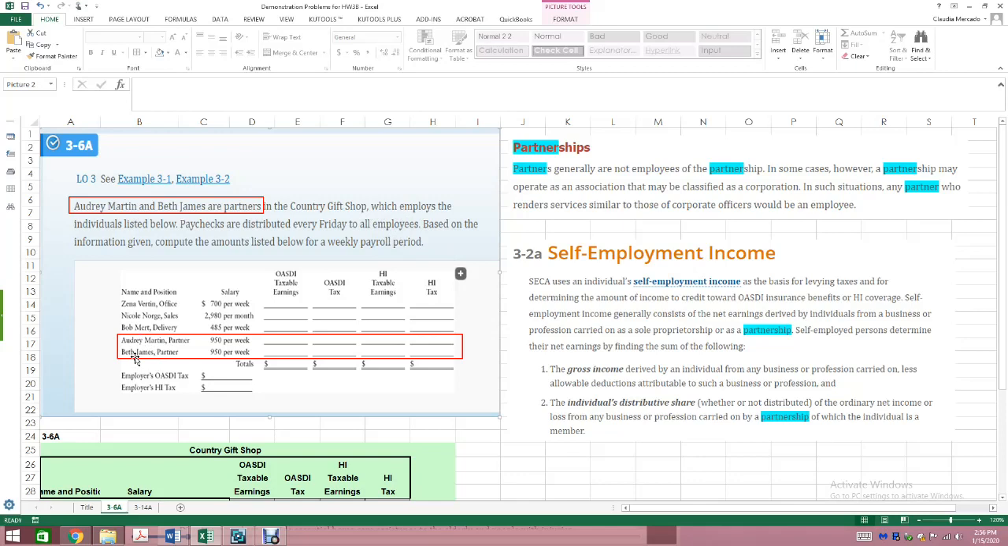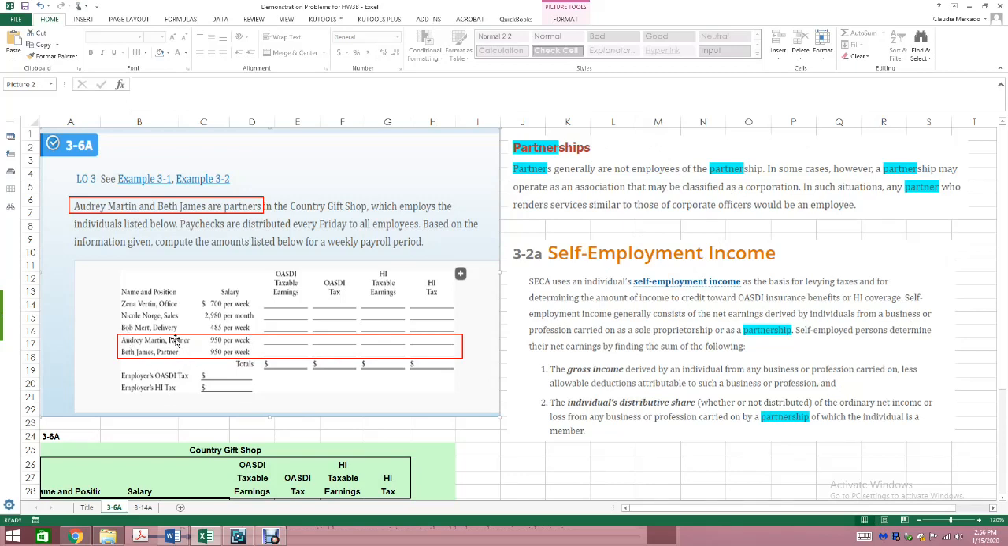Audrey and Beth are not employees. They're partners, so they're considered self-employed. They include them in here to kind of throw you off, because you should know that we're not going to consider partners as employees of the business. Partners, we're not going to do any calculation. This information is coming straight from your textbook.